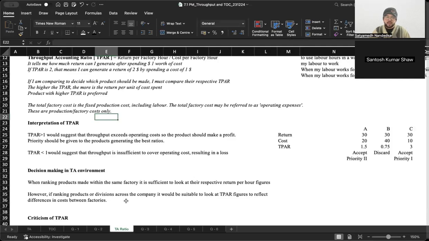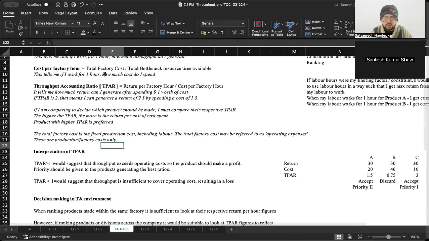When ranking products made within the same factory, it is sufficient to look at their return per factory hour figures. However, if ranking products or divisions across the company, it would be suitable to look at TPAR figures to reflect difference in cost between factories. See, if you're talking about one unit or one factory only in which multiple products are made, the cost per factory, or denominator, will be the same in all cases, because numerator is total factory cost, denominator is bottleneck resource.